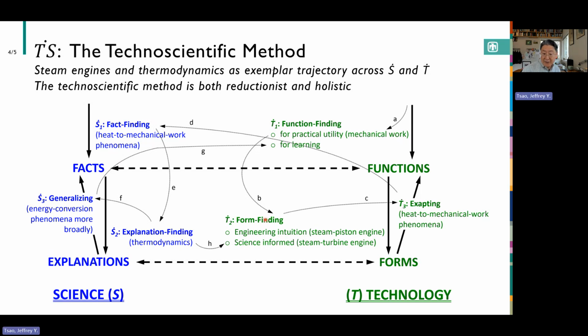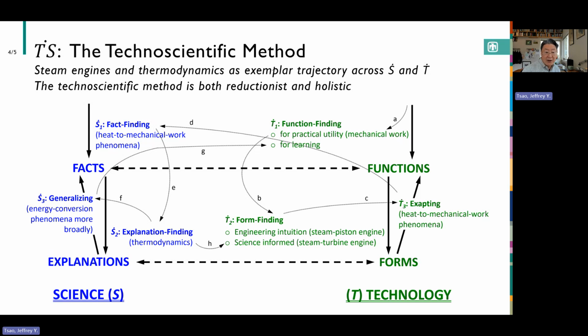This brings us to T2 dot, form finding. Form finding also comes in two types. The first is that which is guided by engineering intuition. Often the form goes beyond and might even contradict what is known scientifically. James Watt's steam piston engine is a form that went beyond scientific principles of the time. The second type of form finding is that which is informed by science. The steam turbine engine is an exemplar of this. The improvement of steam engines through use of the then emerging science of thermodynamics.